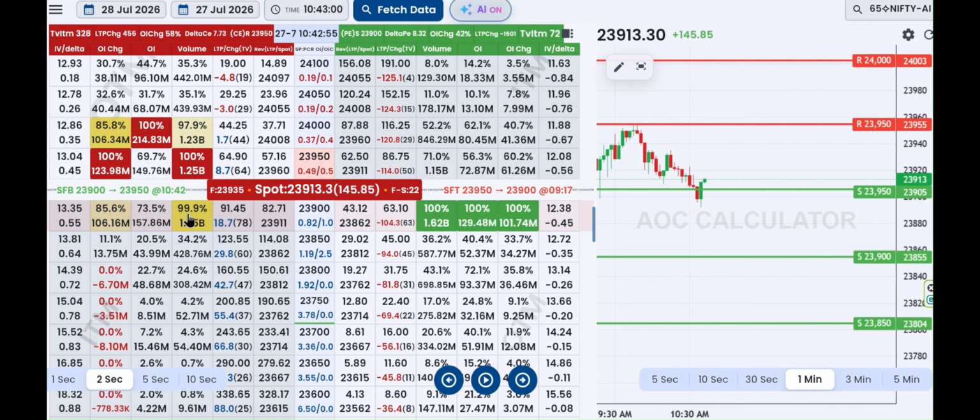Still, 23,900 has not become weak. It means put positions are not closing. The support at 23,900 has already been built over the previous two trading sessions. Therefore, even though the market is moving downward, those new retail call positions are not strong enough to break this support. For example, at 10:40 a.m.